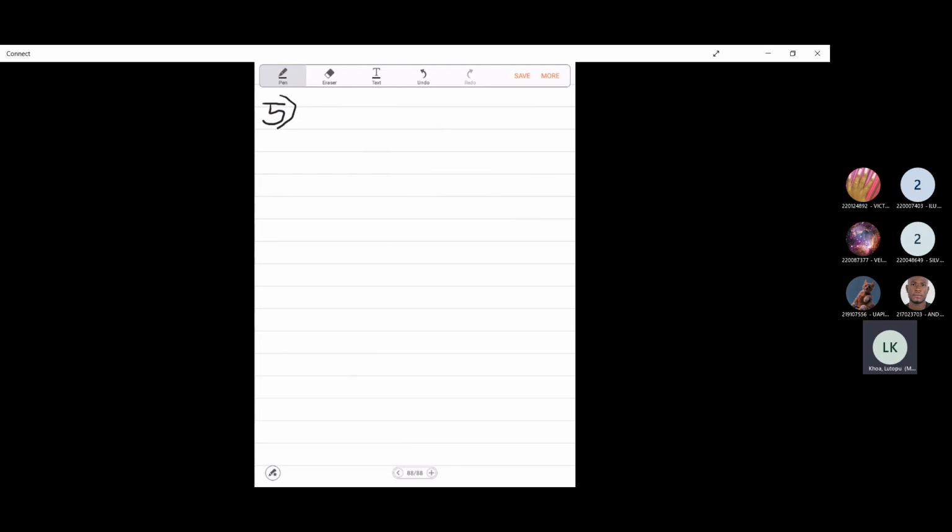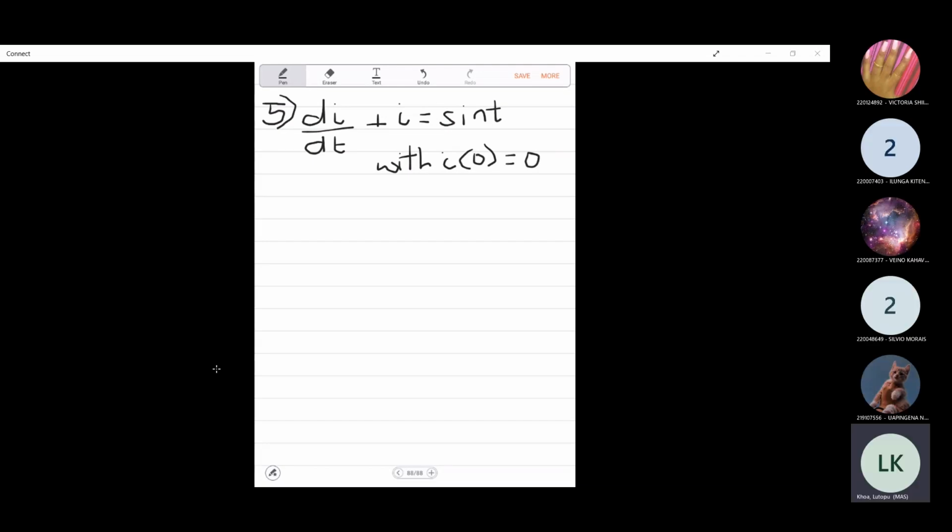For number 5, we have di/dt plus I is equal to sine t. And with this one, we are given some initial conditions. We are told that I of 0 is equal to 0. So that means we will have to work out what the constant of integration is. Okay, but we still work it out in the same way we did. So it's already in the form that we want.